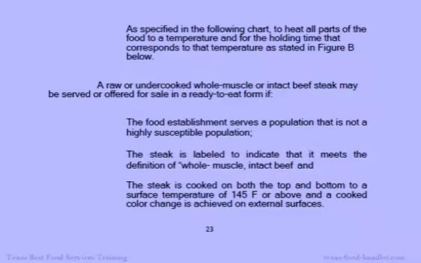A raw or undercooked whole muscle or intact beef steak may be served or offered for sale in a ready-to-eat form if the food establishment serves a population that is not a highly susceptible population. The steak is labeled to indicate that it meets the definition of whole muscle, intact beef, and the steak is cooked on both the top and bottom to a surface temperature of 145°F or above, and the cooked color change is achieved on external surfaces.